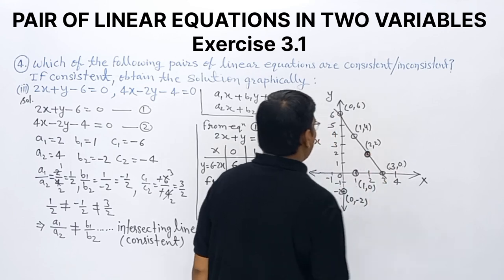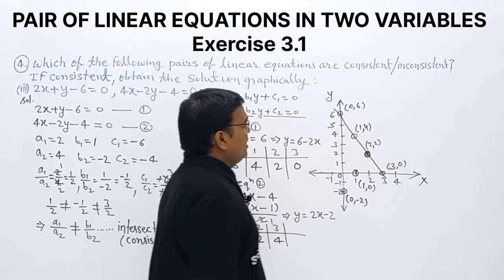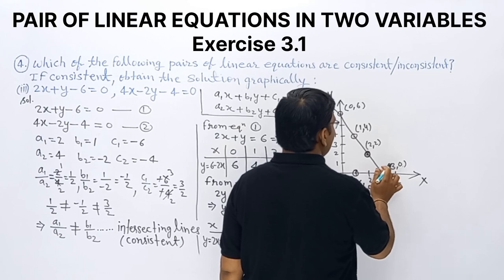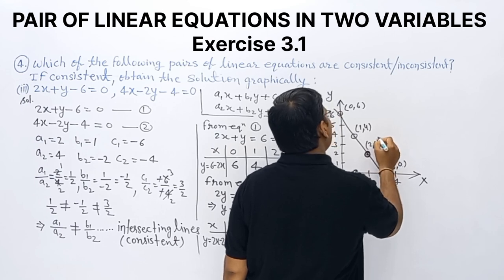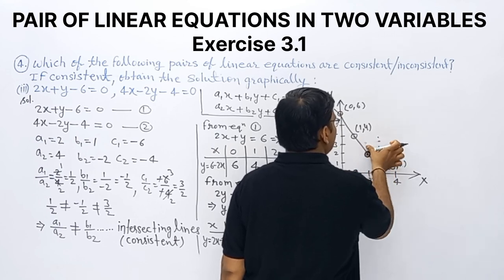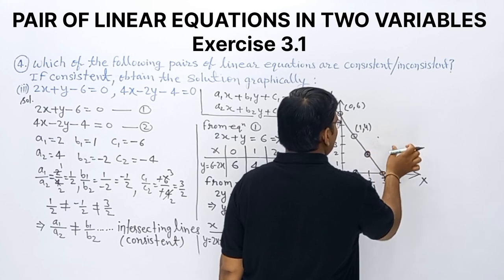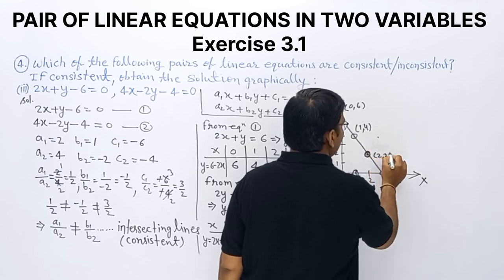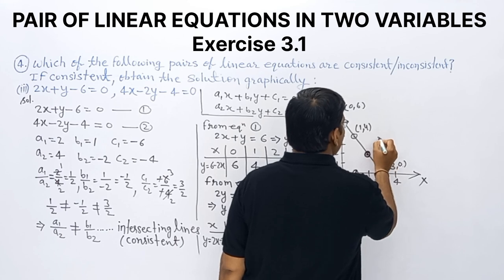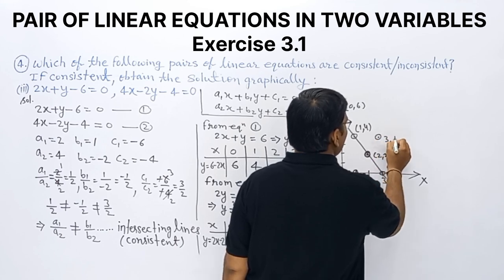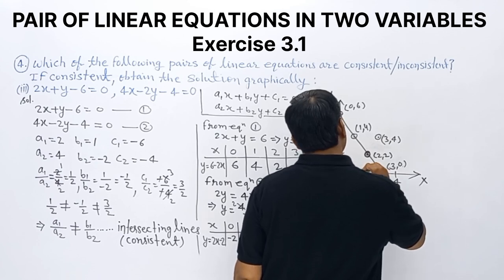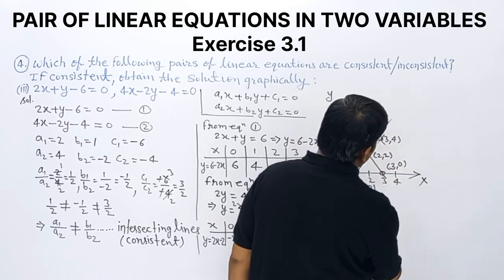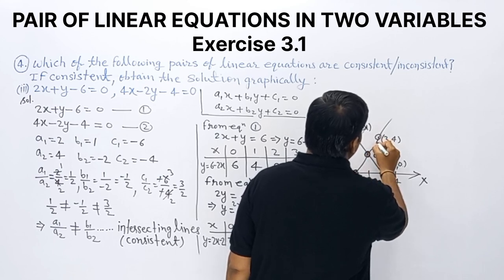Clear? And the last point, (3, 4): x is 3, y is 4, so we have this point here. These are (2, 2) and the last one, (3, 4). Now connect all these points, and the lines intersect at the point (2, 2).